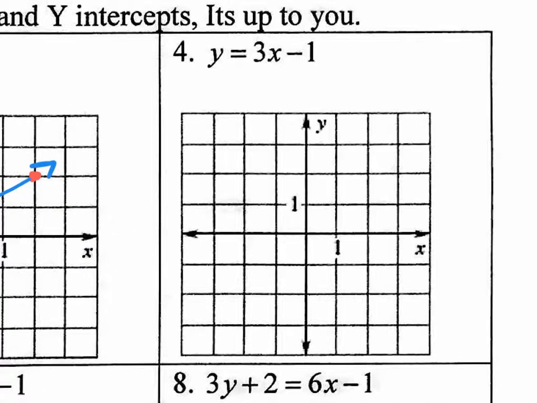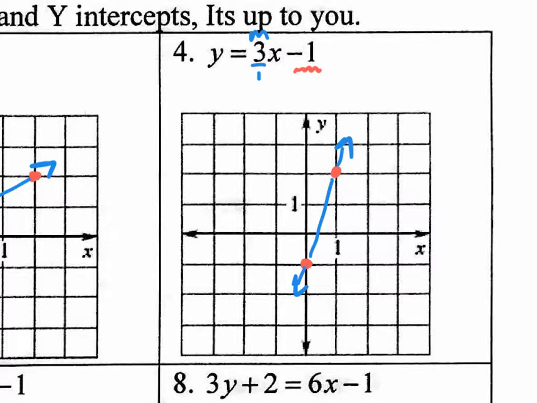Number 4, it crosses the y-axis at -1. That's the b value. And then from that point, I need a rise and a run, and the slope is 3, but you want it as 3 over 1. So you are going to go up 3, 1, 2, 3 over 1. You always run to the right. So there's your coordinate. Connect your dots. You have your line. So these have been super easy.